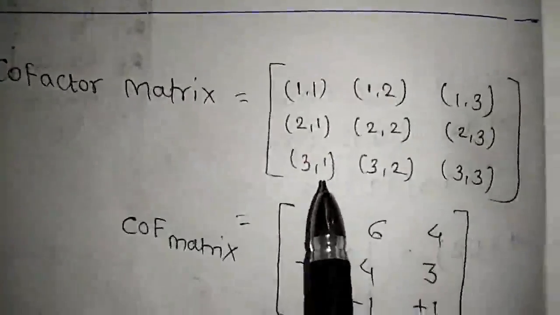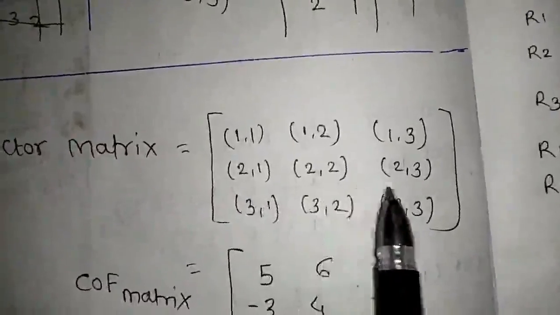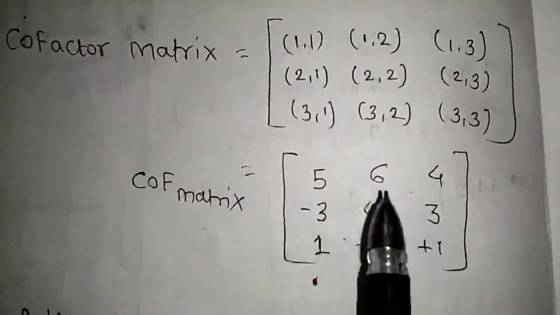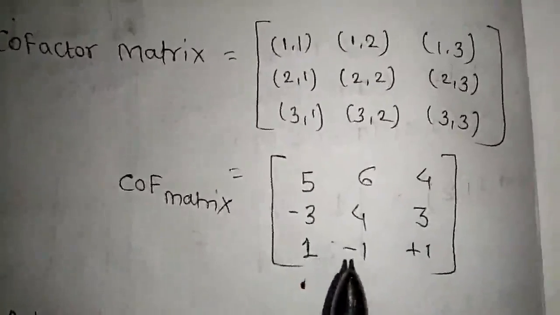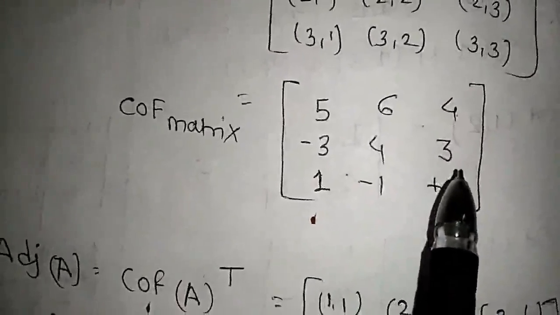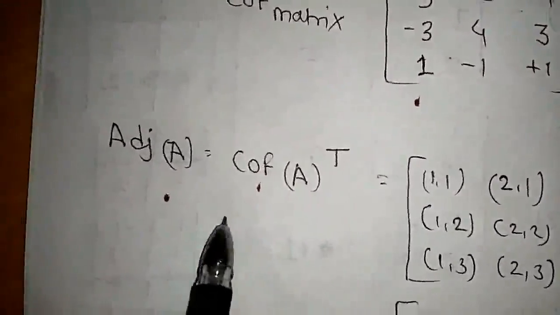Then cofactor matrix 1 1, 1 2, 1 3, 2 1, 2 2, 2 3. So whatever the cofactor value I have calculated: 1 1 is 5, 6, 4, minus 3, 4, 3, 1, minus 1, 1. So all these values I will write here, but our adjoint is equal to transpose of that cofactor.